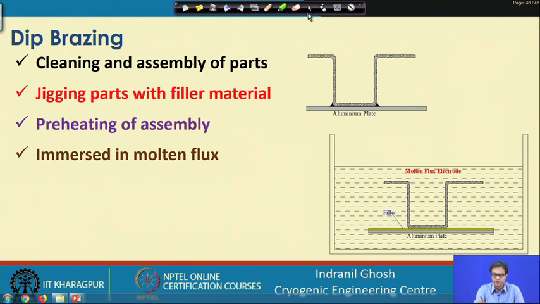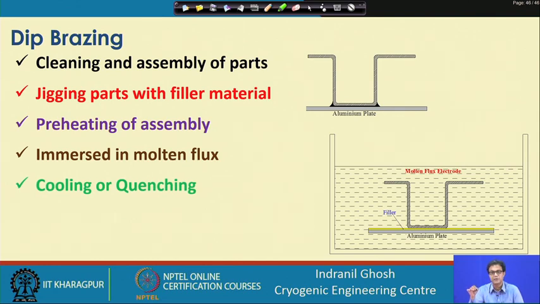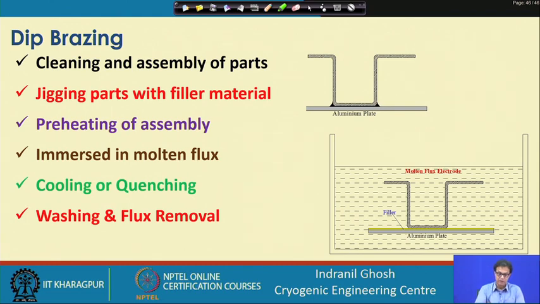Now, it will be taken out of this bath and it will remain at quite a high temperature, 540 degrees centigrade. So, we need to quench it and cool it, and then we need to remove the additional flux and wash it appropriately before we take the whole assembly for the next operation or the inspection, to check whether we have got a good joint or not.